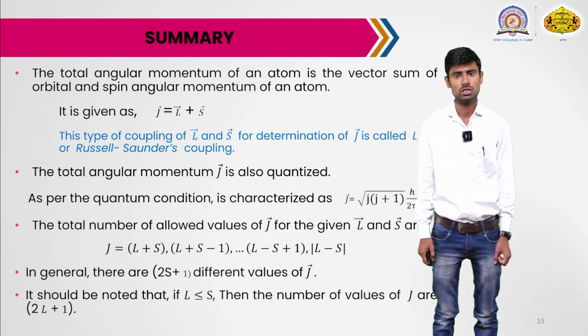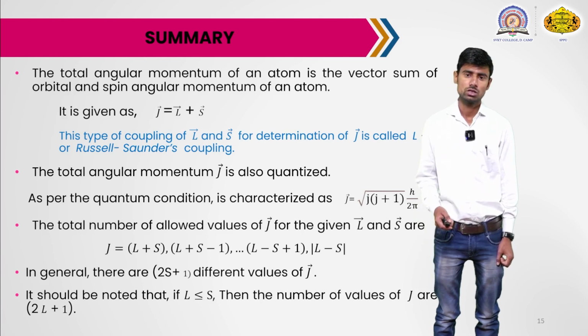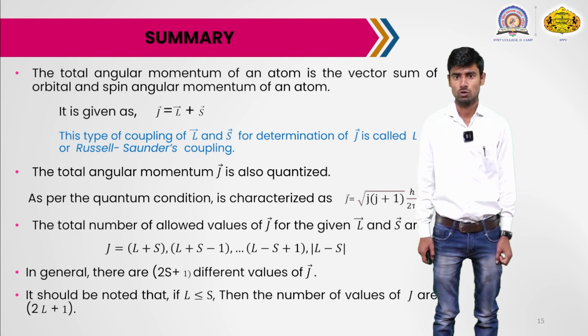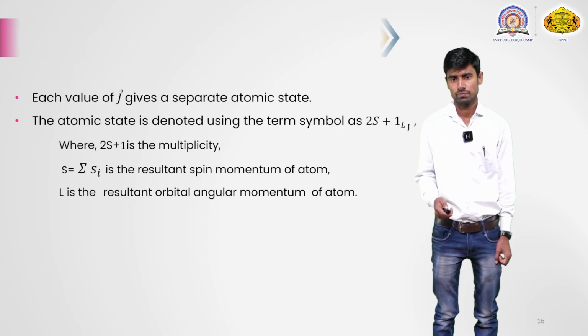And it is given by J bar equals square root of small j, j plus 1, h cross, where small j is the total angular momentum quantum number of the atom. And the allowed values of J are from L plus S to L minus S with a difference of 1. In general, there are 2S plus 1 different values of J, and whenever L is less than S, then there are 2L plus 1 different values of J.